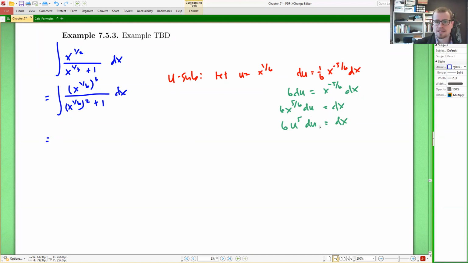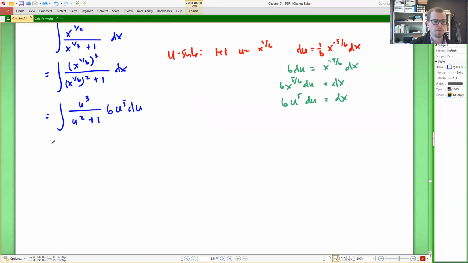But identifying this and this really nicely gives us that this is the integral of u cubed divided by u squared plus 1. And then dx is simply 6u to the 5th du. That's very nice. That makes the substitution very straightforward. So this is good so far, but what I want to recognize is I can pull out that 6 completely, and then I have u cubed times u to the 5th gives me u to the 8th divided by u squared plus 1 du. And you might say to yourself, does that really help?